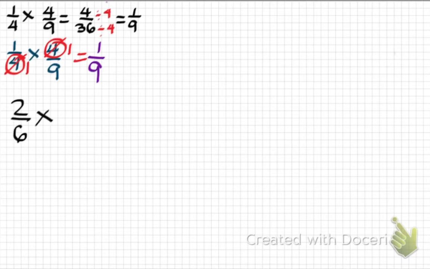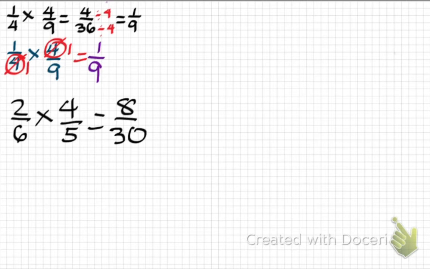So another example here, let's say 2/6 multiplied by 4 over 5 equals 8 over 30. But 8 over 30 can still be simplified. So the common factor of 8 and 30 is 2. So we divide 8 by 2 and 30 by 2. So we get 8 divided by 2 equals 4, and 30 divided by 2 equals 15. So we have 4 over 15.